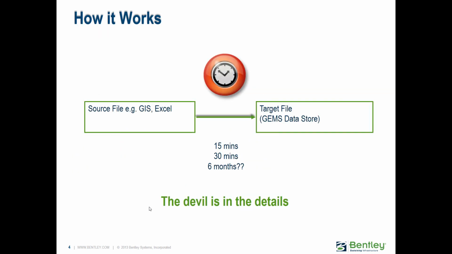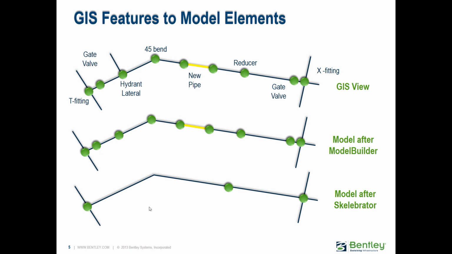So this is the basics of how it works. You have some source file, whatever it may be, and you have some target file, which is your GEMS data store, a bit of an old term there. It's basically your Hammer hydraulic model. So what happens to go from one to another? Well, you have to spend some time to get it, and the devil is in the details, what you have to do to convert that data into a model. And that's where ModelBuilder comes in.